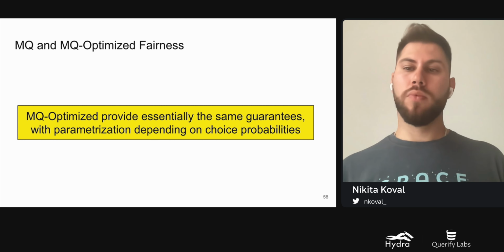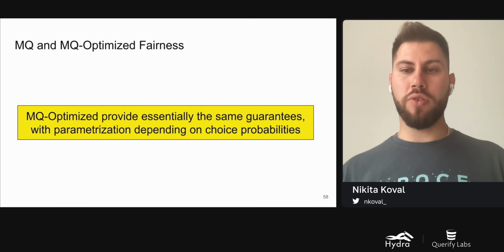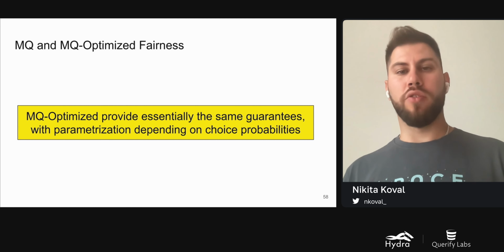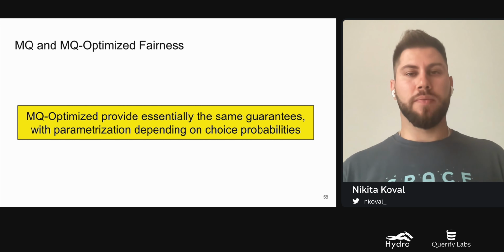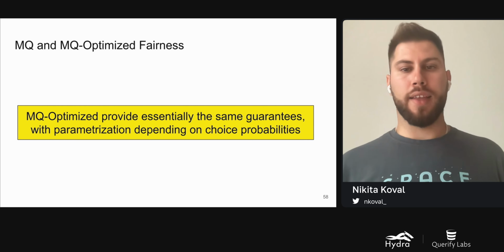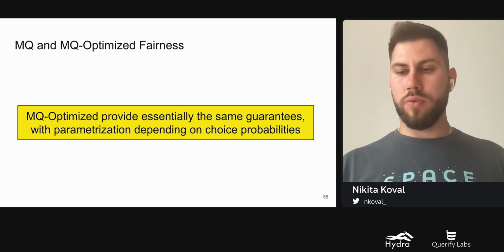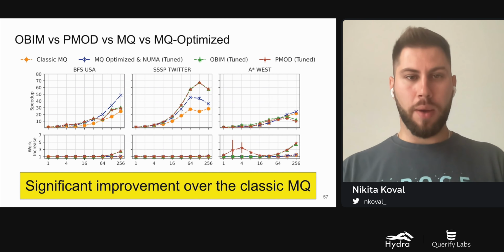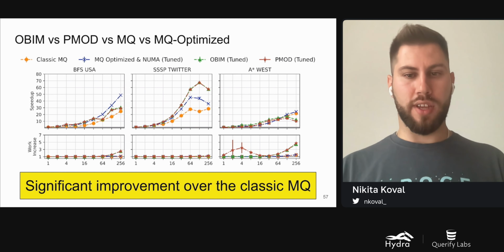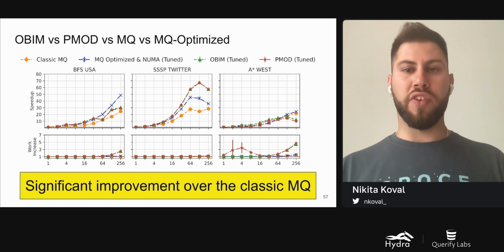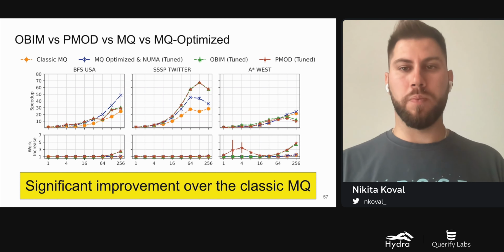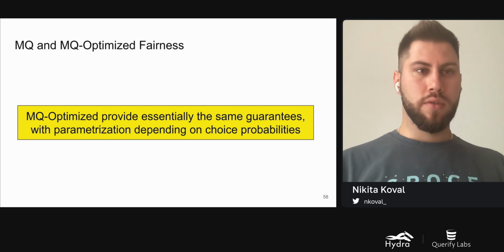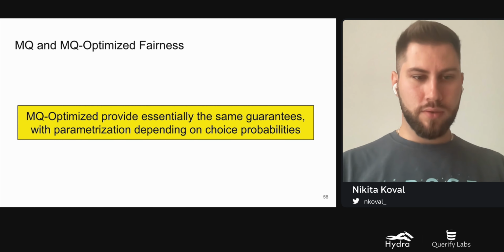So we do need to add some parameterization, but essentially, this optimized solution provides the same fairness guarantees. And if we go back to the previous slide, we see that there is no work increase compared to the classic multi-queue design. But the performance is much, much better. So let's take a pause here. Maybe there are questions now.